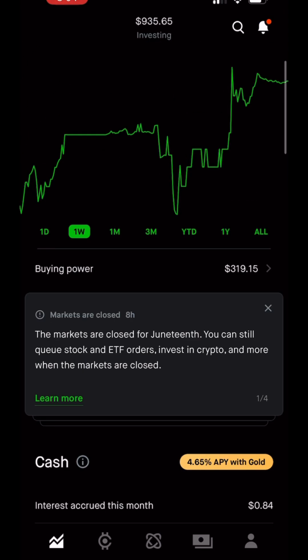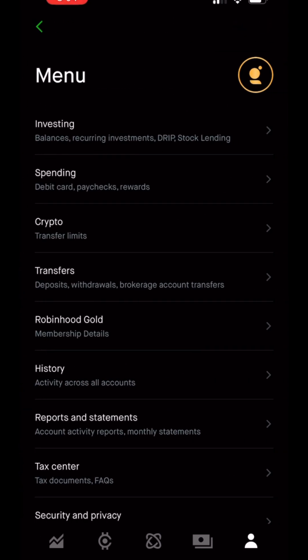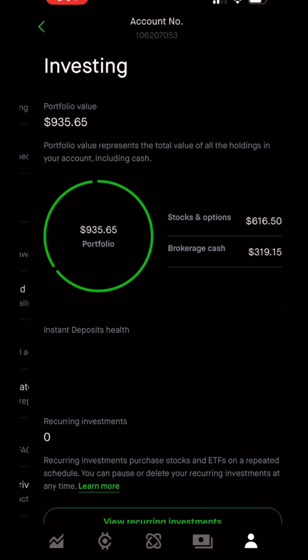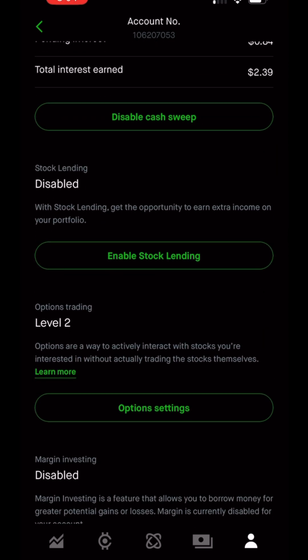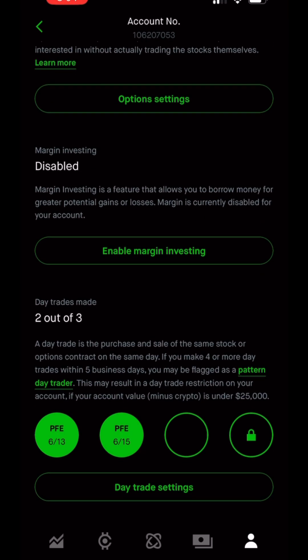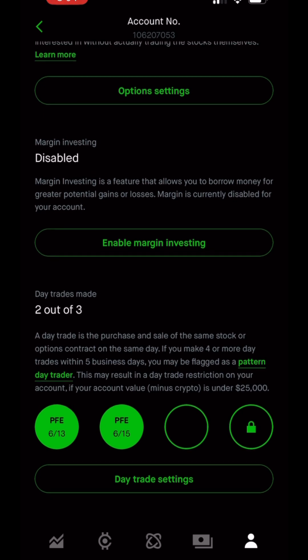And then another thing I want to talk about, guys, let's go back to the settings. And I'm going to go to investing. One thing I want to discuss is, as you can see, here are the different things enabled with Gold. This is called day trades. I'm going to read what the day trade is. So a day trade is a purchase and sale of the same stock or option contract on the same day. If you make 4 or more day trades within a 5-day business period, you'll be flagged as a pattern day trader. This may result in a day trade restriction on your account if your account value minus crypto is under $25,000.